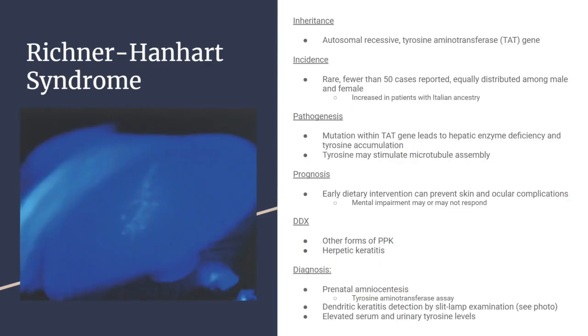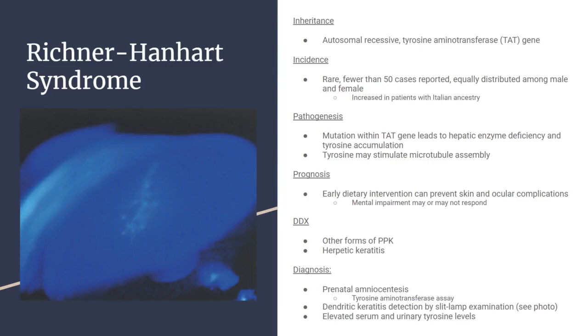Inheritance here is autosomal recessive in the TAT gene. The TAT gene breaks down the tyrosine pathway, and that leads to accumulation of biochemical products that are, in a sense, toxic to both the CNS, the eyes, and in this case, the skin as well. Very few cases reported, but still important.